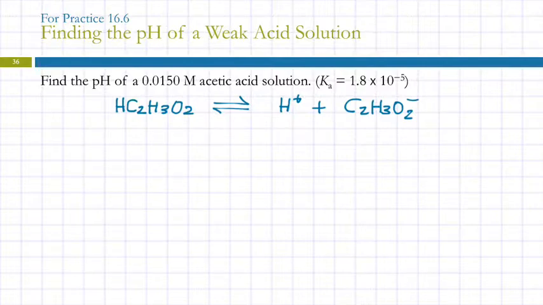And so we're going to make an ice table. What's the initial concentration of acetic acid? Just what it says, 0.0150. So that's initial. Initial concentration of hydrogen ions? We're going to say it's 0 because it's 10 to the minus 7. It's really small. Initial concentration of acetate? 0.